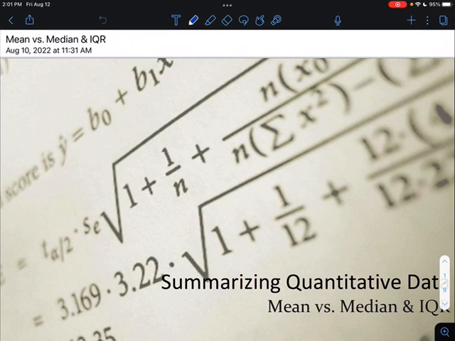All right. Today we're going to talk a little bit more about center, mean versus median. So we talked about median yesterday. We'll talk a little bit more about that. We'll talk about what the mean looks like and when to use each type. And we're going to introduce another measure of spread, which is called the IQR. And the IQR is going to allow us to actually quantify when something is an outlier or not.